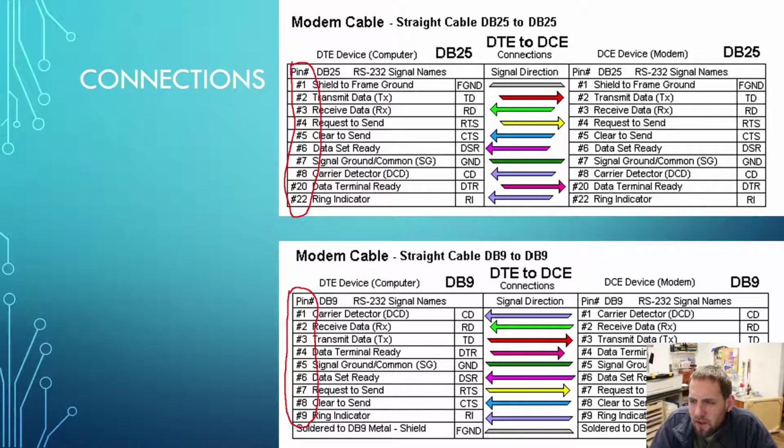You can see the request to send is hooked up. We have clear to send, the signal coming back, those types of things. So the computer is requesting to the modem, hey, I want to send information, and the modem is responding back by turning that one pin high, saying you're clear to send, and then that data is going to be sent. This is a hardware handshake, so there are actual hardware communications going on saying, hey, can I send you information? The other person's going, yeah, go ahead.